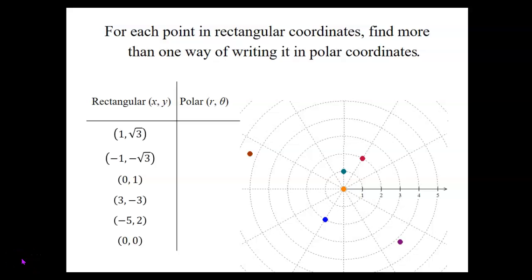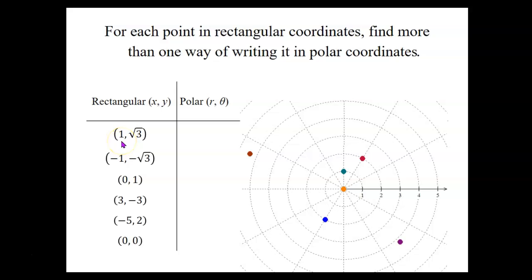Okay, now let's try some where we go from rectangular to polar coordinates. And as we were discussing at the end of the last video, there's more than one way of writing polar coordinates for the same point. So we're going to do this more than one way for each rectangular coordinate point.